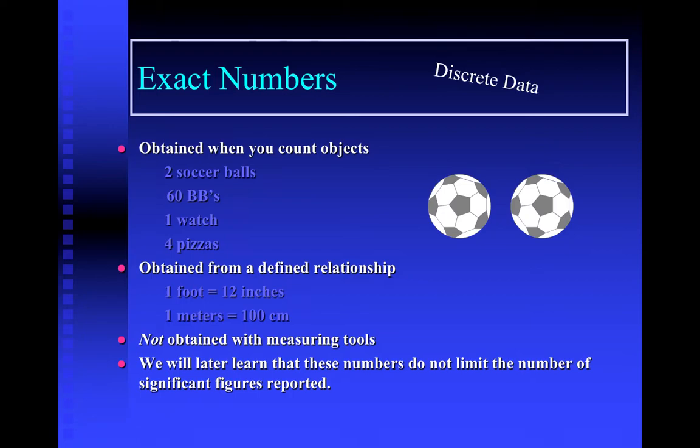So let's start talking about exact numbers. Exact numbers are things called discrete data. So things that you could count, like the number of soccer balls, or things that are related based on relationships, like how many centimeters are in a meter. These exact numbers are not the result of using measuring tools, and they don't limit the significant figures that we report either.